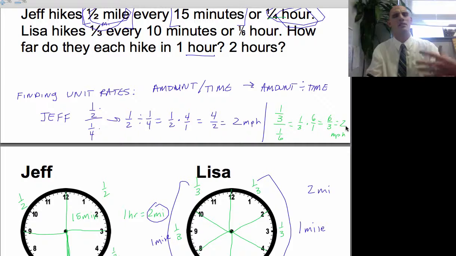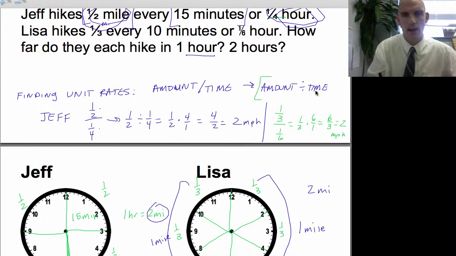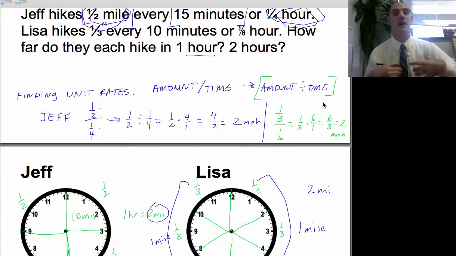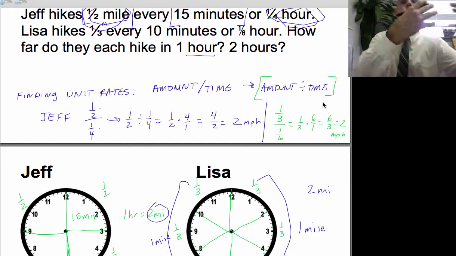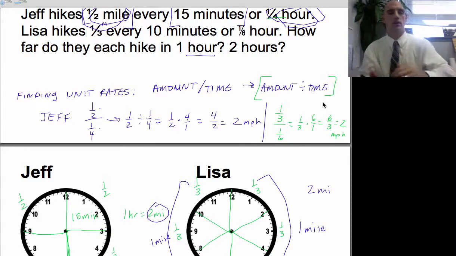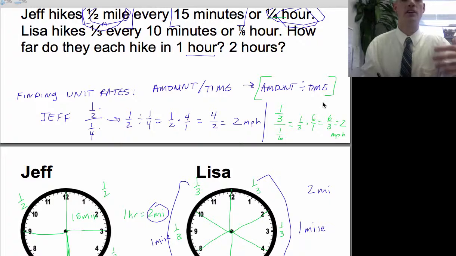So notice, to find the rate, I did the amount divided by the time. So hiking miles per hour, driving miles per hour. Okay, so that's how we find unit rate using a given quantity and given time.